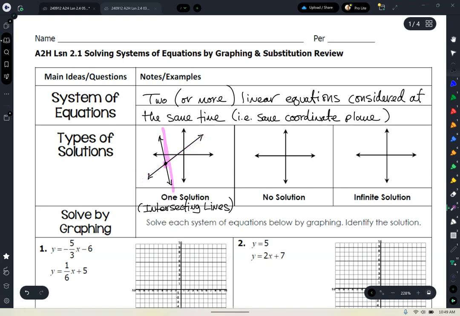All right, now, when we have no solution, we have a situation that looks something like this. So we'll draw a line going this way. And then we'll draw another line like that. We have two non-intersecting lines on the same flat two-dimensional surface. We call those lines parallel, right? So these are our parallel lines.